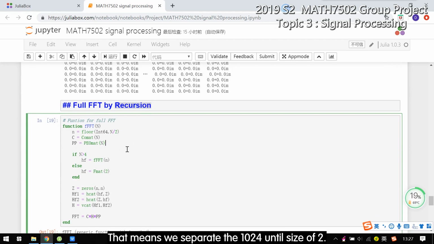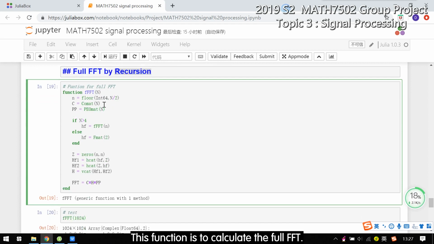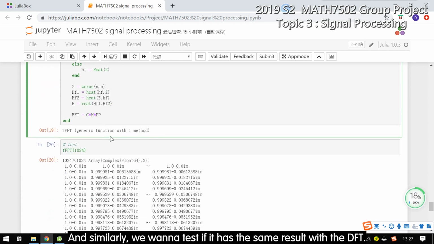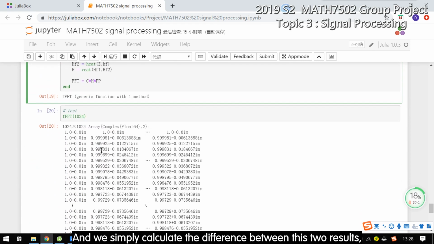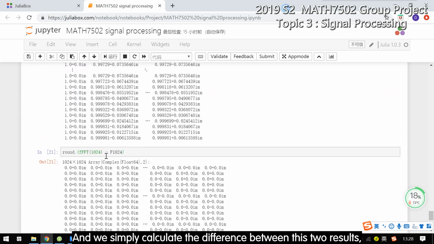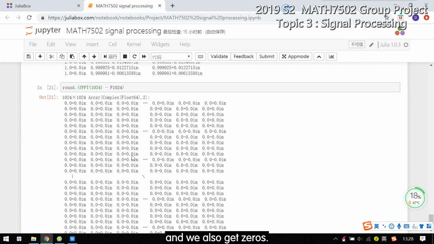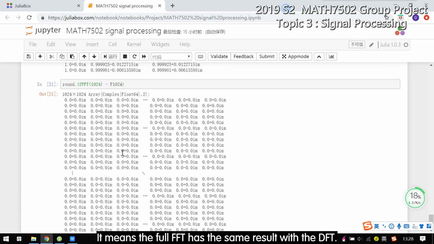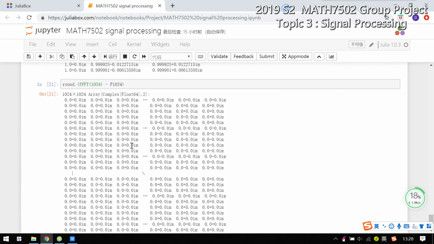It means we split the 1024 until the size of 2. This function is to calculate the full FFT. And similarly, we want to test if it has the same result as the DFT. And we simply calculate the difference between these two results, and we also get zeros. It means the full FFT has the same result as the DFT.